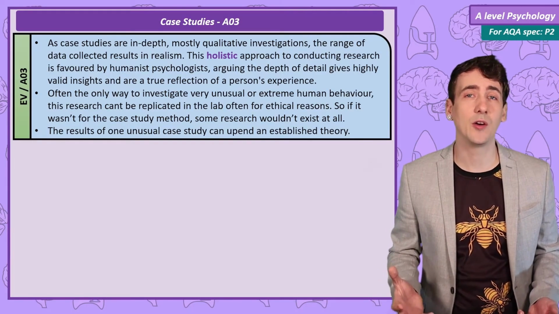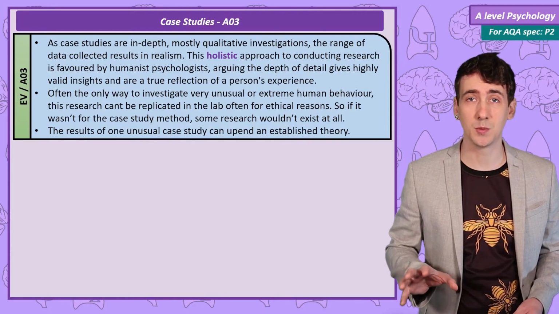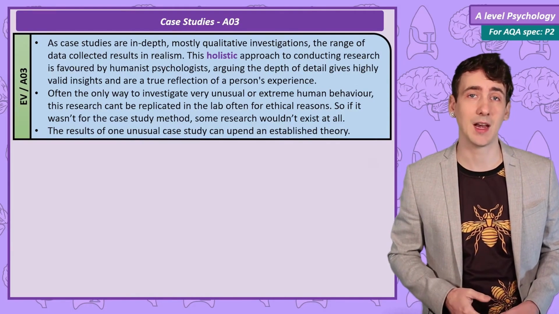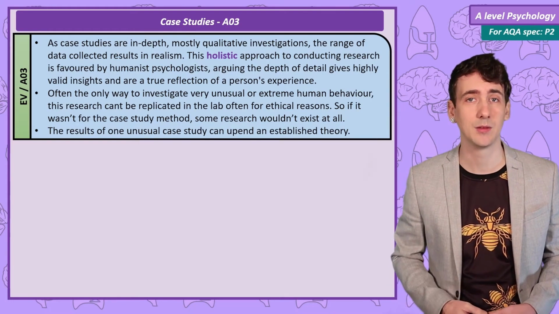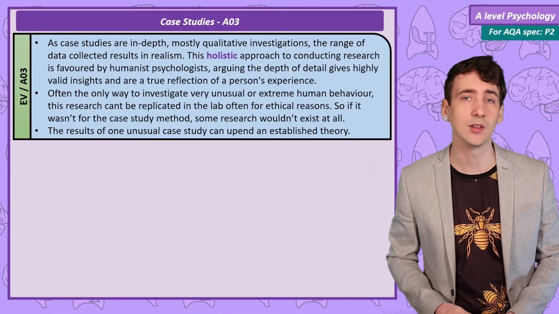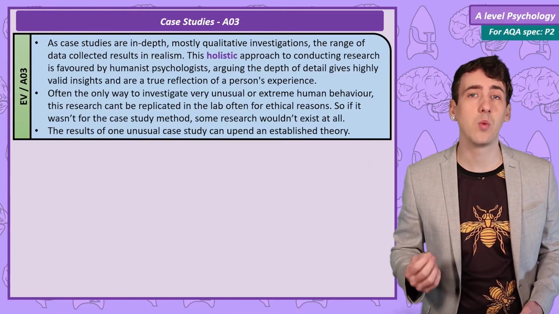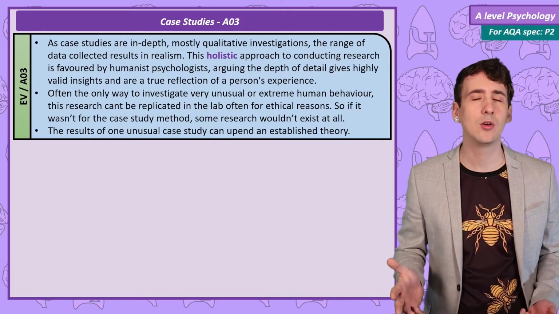As I've said, case studies often look at the behavior of very rare individuals. This behavior and the participant situations can't be replicated in the lab. Genie's situation, for example, can never be ethically replicated. And this means that case studies are often the only way to study certain behaviors. And another strength is just one unusual case study can show a pre-existing psychological theory is incorrect, or maybe just not yet complete.